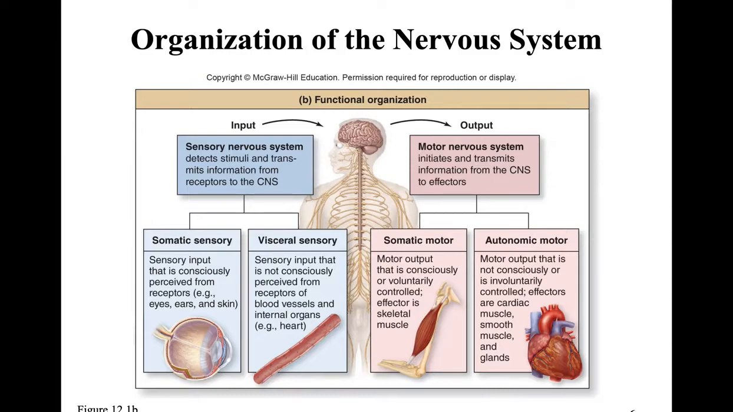Again, on the top of the slide, you clearly see it says sensory as input and motor as output. So sensory is going to the brain, to the spinal cord, and motor is from the brain, from the spinal cord. Next slide.